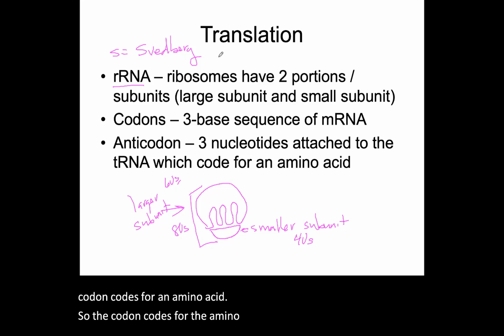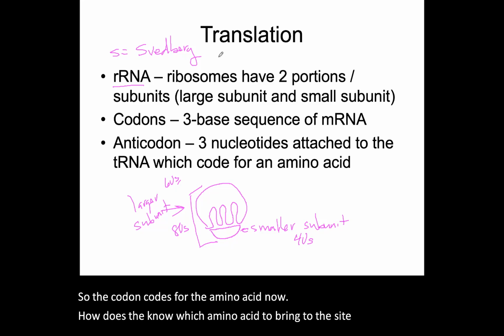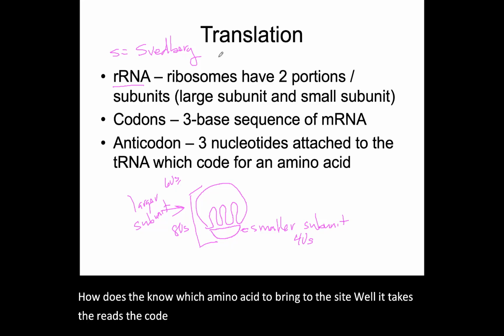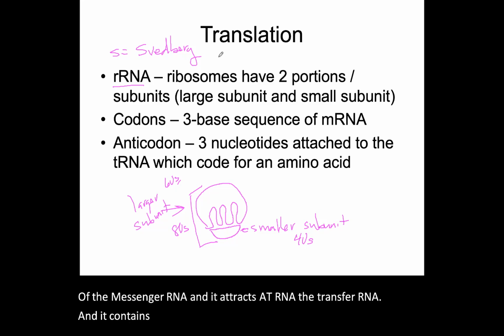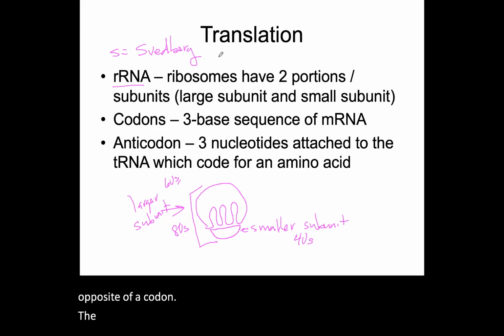Now, how does the cell know which amino acid to bring to the site? Well, the ribosome reads the codon of the messenger RNA, and it attracts a tRNA, the transfer RNA, which contains an anticodon. What's an anticodon? It's the code that is opposite of the codon.